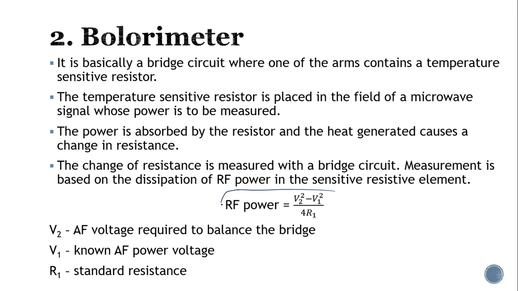And you can find out the RF power through an equation: V2 square minus V1 square by 4 R1, where R1 is the value of the standard resistance, V1 was the voltage at the balance condition, and V2 is the voltage required to balance the bridge when the resistance changed. V1 was the known voltage and V2 is the voltage which was required to balance the bridge when the resistance of the element changed. So this is the basic working principle of the calorimeter and the bolometer. Basically you are checking the change in the temperature, and according to the changes in the temperature, you are doing the calculations.